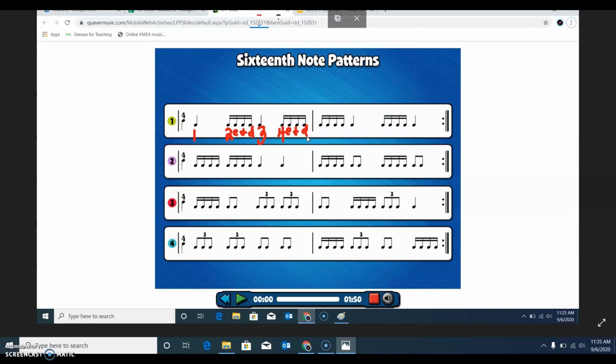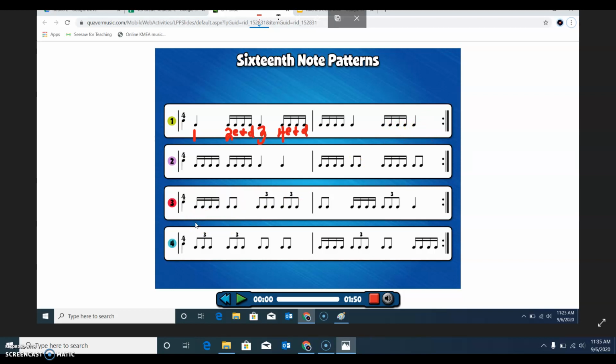Okay, so the first measure should sound like this. 1, 2 E and a 3, 4 E and a. Okay, try that with me. Ready, go. 1, 2 E and a 3, 4 E and a. Okay, if you were to look at this, this would be 1 E and a 2, 3 and a 4.